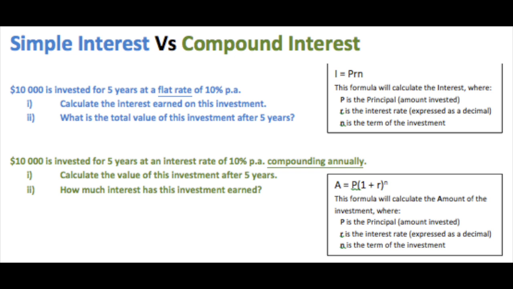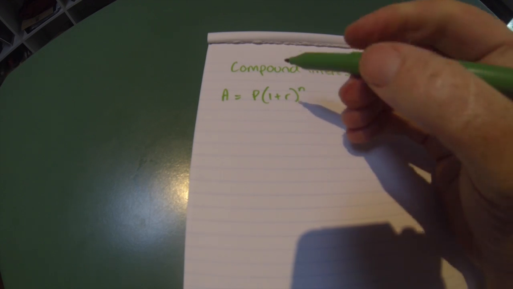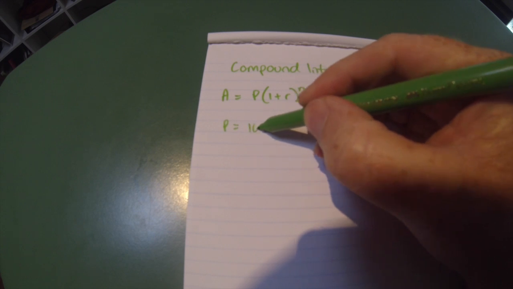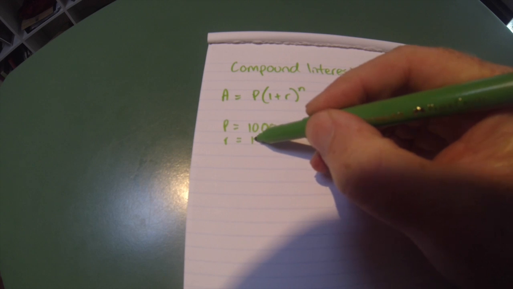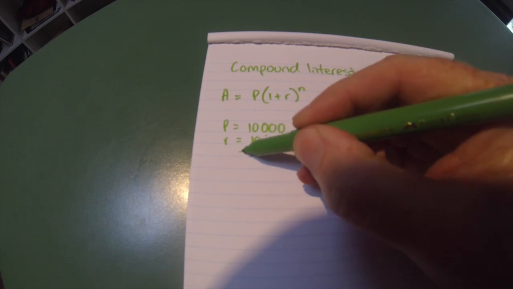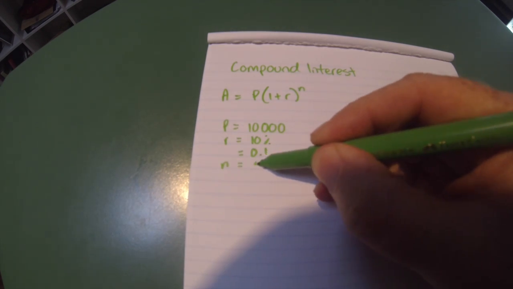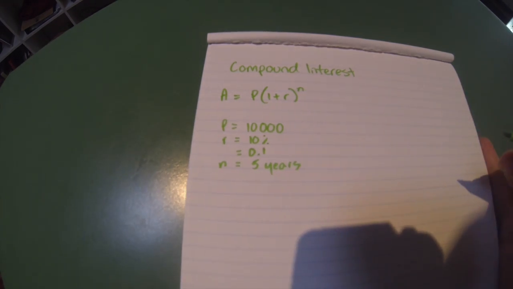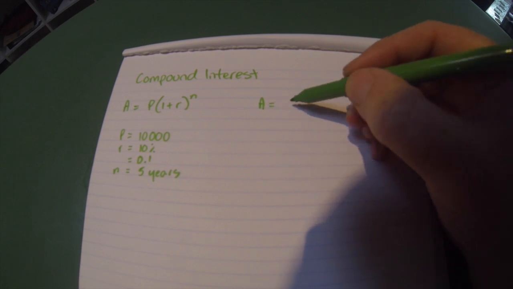If you look then at the compound interest, more complicated formula, and we are looking for that compounding annually at this stage. So we start off, and good thing about these two formulas is that the P, R and N all represent the same values in both formulas. So we've still got our $10,000 for principal. We still have our rate of 10%, which we again need to write as a decimal. So you divide by 100 and get 0.1. And then our N is still 5 years.